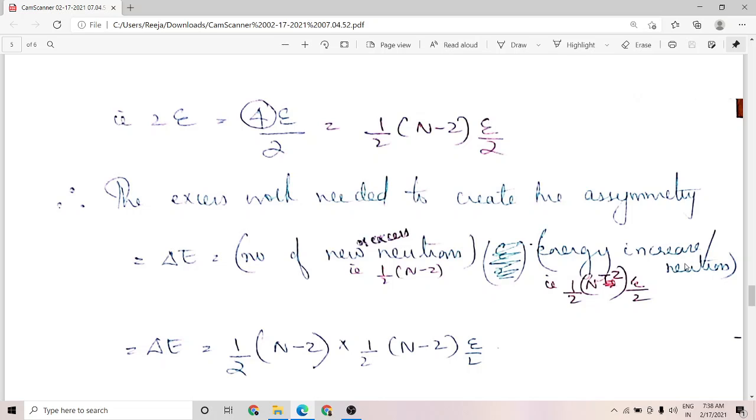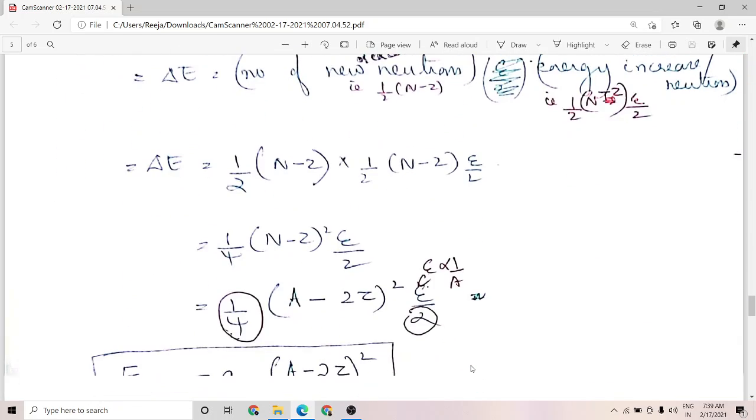So the energy increase per neutron is given by half of (N minus Z) into epsilon by 2, and the number of neutrons is again given by half of (N minus Z), so that the total excess in energy is given by half of (N minus Z) into half of (N minus Z) epsilon by 2 into epsilon by 2, that is 1 by 4 into (N minus Z) the whole square into epsilon by 2.